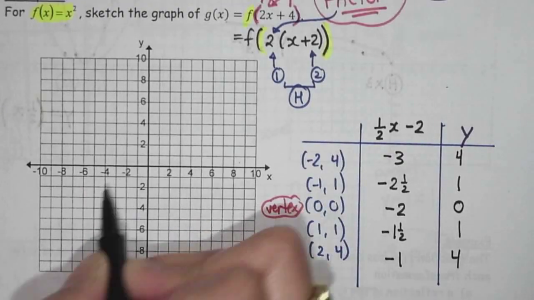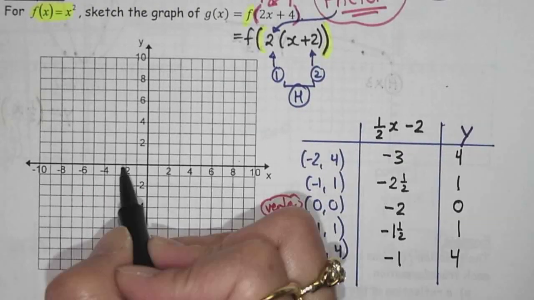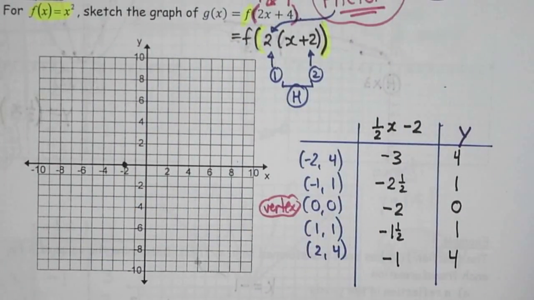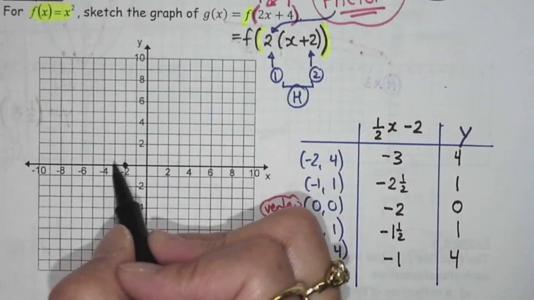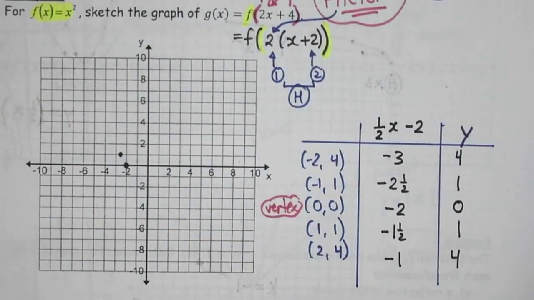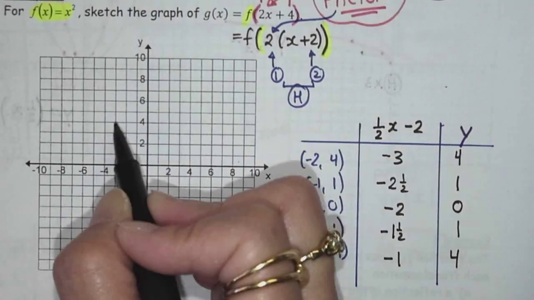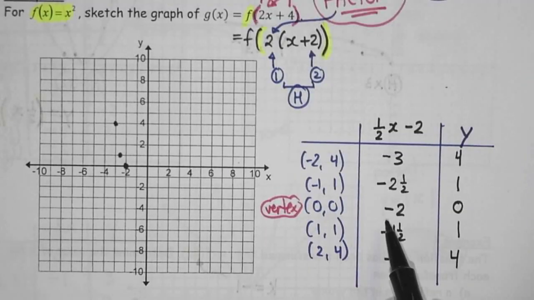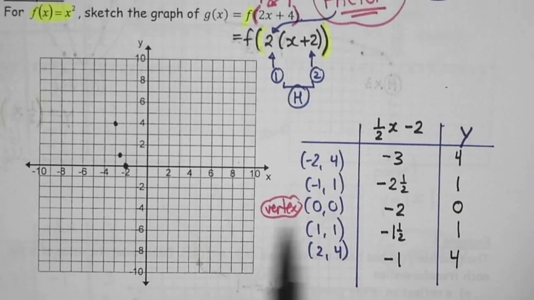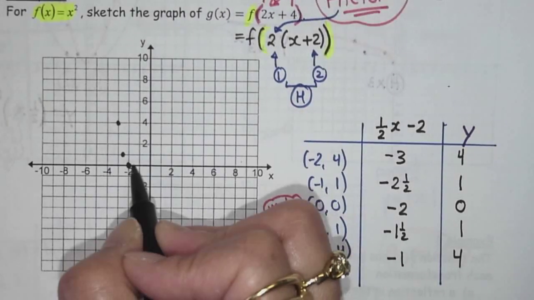So -2, 0. Someone check my points. Sometimes I'm not thinking when I'm writing. So -2, 0 would be here. Right? And then -2.5, 1. And 3 is at 4. There you go, that makes sense. Negative 2 is at 0. Oh, I did that already, sorry. Negative 1/2 is at 1, so negative 1.5, 1.